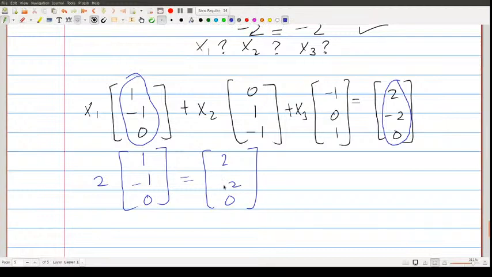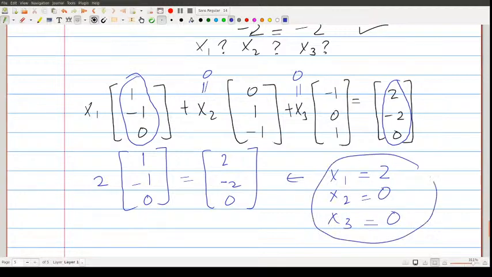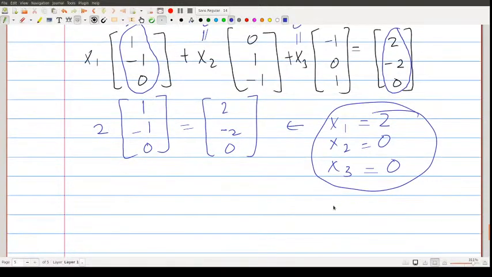Now, the problem is I didn't take anything for x2 and anything for x3. I don't want any contribution from them, because if I had any contribution from them, they would mess up my first entry or second entry or third entry. So I'm taking x2 to be 0 and x3 to be 0. So that's one solution. I got 2. So one of the solutions is x1 is equal to 2, x2 is equal to 0, and x3 is equal to 0. And that's a solution of the system.